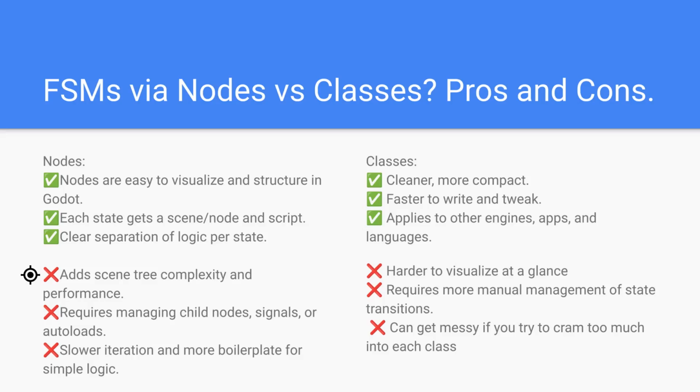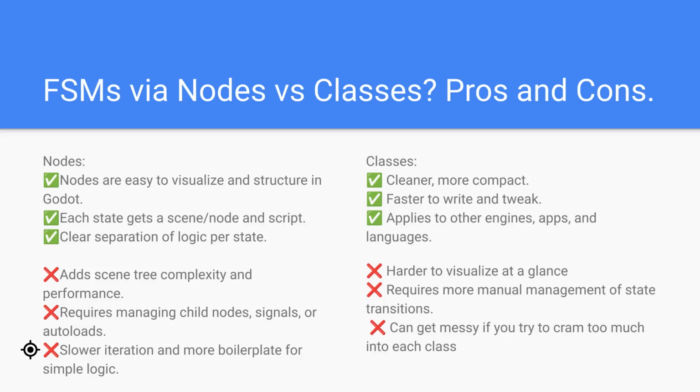However, that does add more nodes to the tree, and that can lead to complexity and performance issues depending on if you're doing, say, 1,000 enemies and each enemy has X number of states, and those states each have a script attached to them, and not all of that's being tracked in the tree. That can really slow things down. It also requires managing all of those child nodes in that visual way, so a lot of dragging and dropping, a lot of physically moving things around. And it requires a bit more boilerplate to get all of that working.